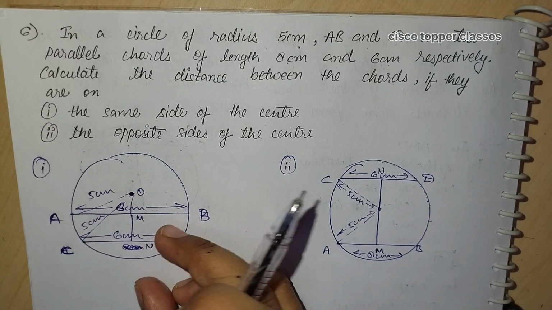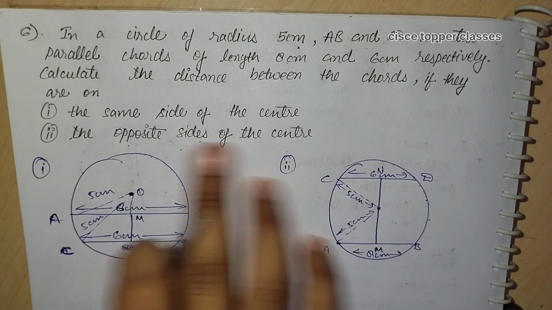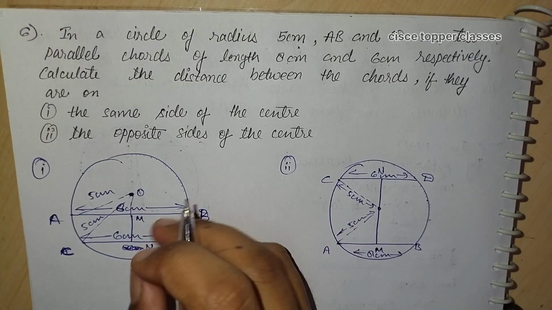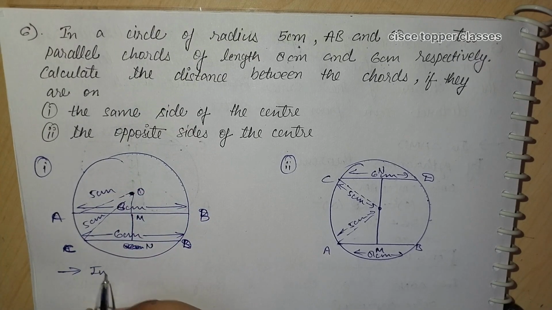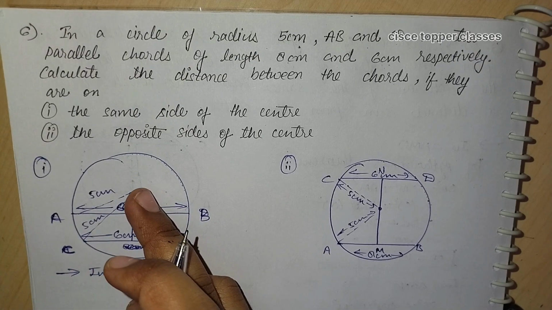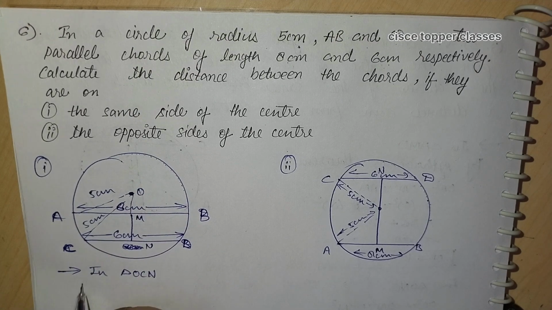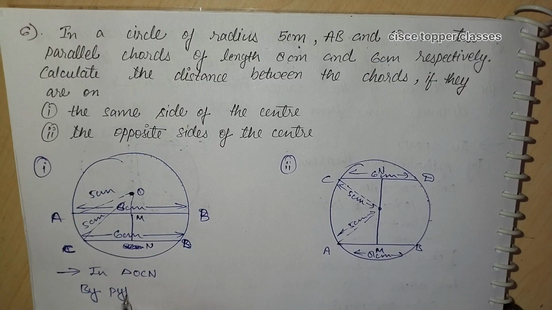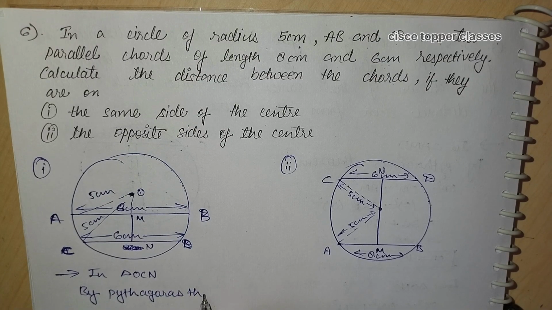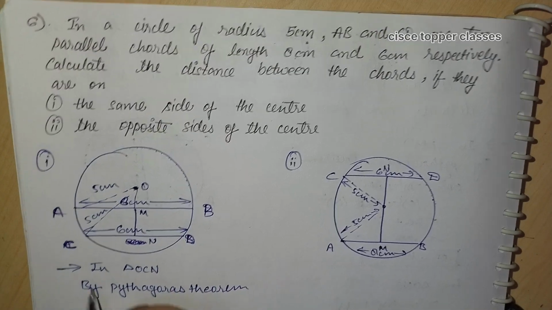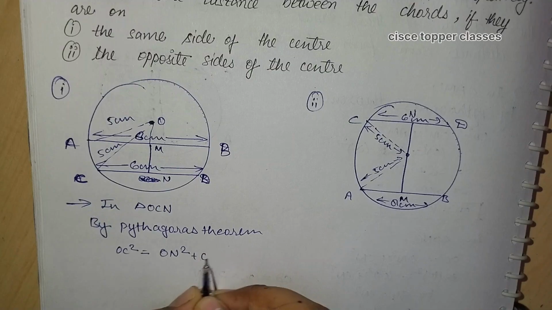If they are on the same side, so we have to find here, this is the diagram of the same side and this is the diagram of the opposite side. Firstly, we will solve this part. We have to find the value of MN. So to find the value of MN, here we will take in triangle firstly OCN. So in triangle OCN, by Pythagoras theorem, we can find the value of ON. So here it is OC square is equal to ON square plus CN square.